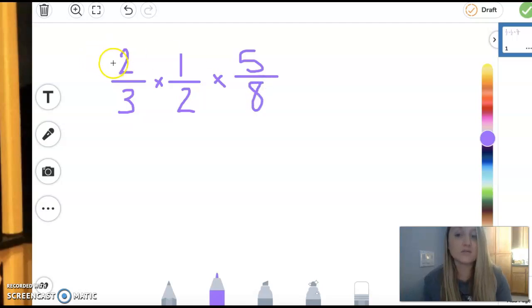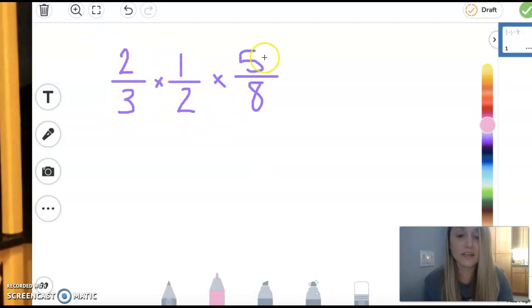So here you could just go straight across and go 2 times 1 is 2 times 5 is 10. And then 3 times 2 is 6 times 8 is 48. So 10 over 48 and then reduce. Or you can see if you have anything in common. So same thing, look diagonally.